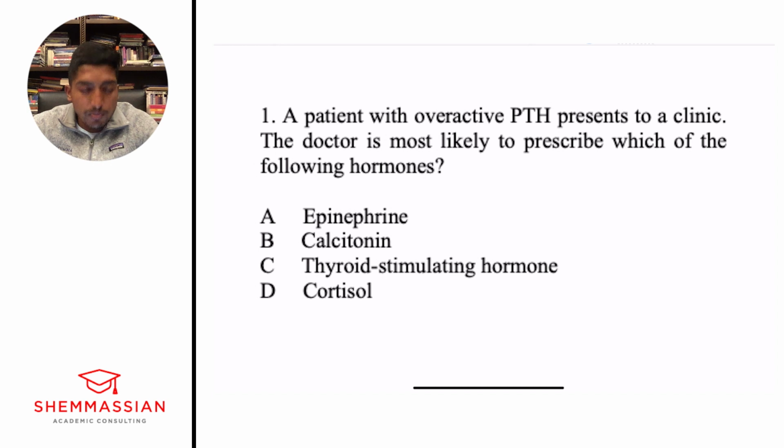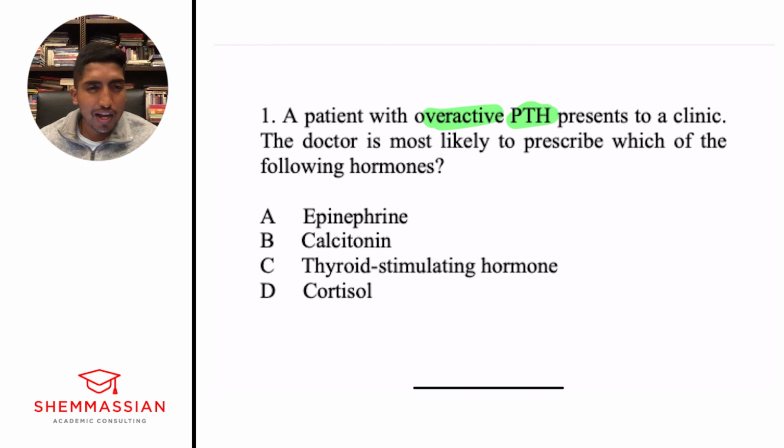All right, question number 1. A patient with overactive PTH presents to a clinic. The doctor is most likely to prescribe which of the following hormones? A, epinephrine, B, calcitonin, C, thyroid-stimulating hormone, or D, cortisol. All right, so right away, we should think, what are we looking for? We're looking at overactive parathyroid hormone, so something that pairs with parathyroid hormone to make it normal, right?